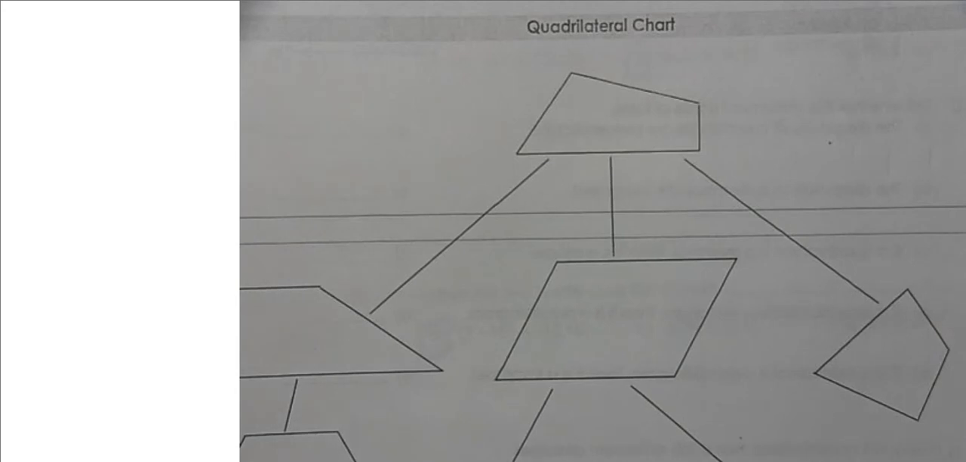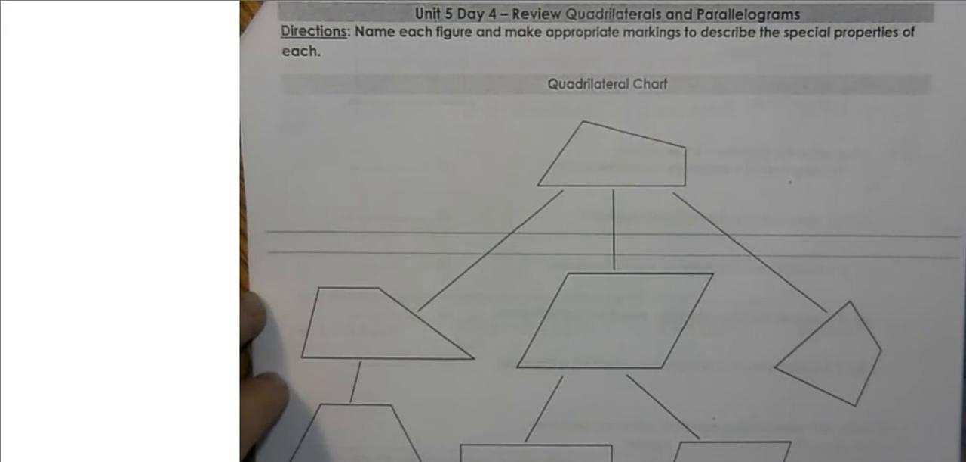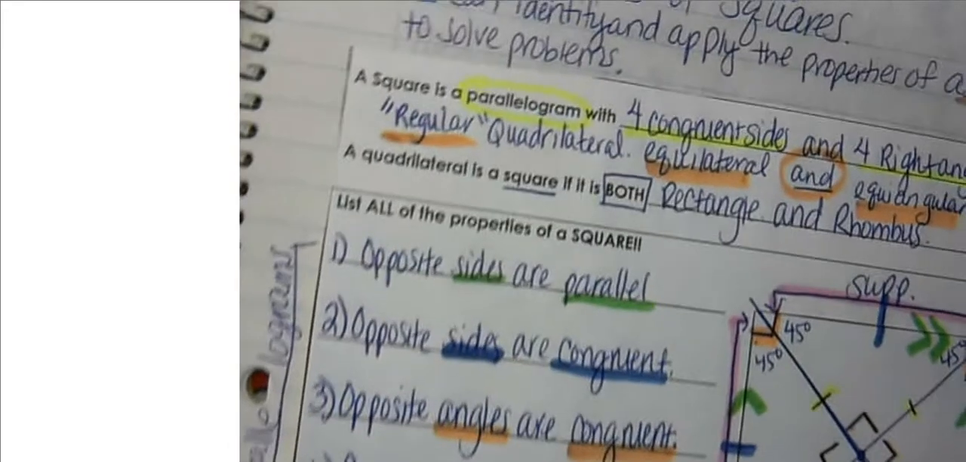Everyone, for today's lesson we are going to review quadrilaterals and parallelograms. Please make sure that you have some colors with you, and something to write with. You might also want to have your interactive notebook that has all of the properties that we've talked about so far, like parallelograms, rectangles, rhombuses, and squares.